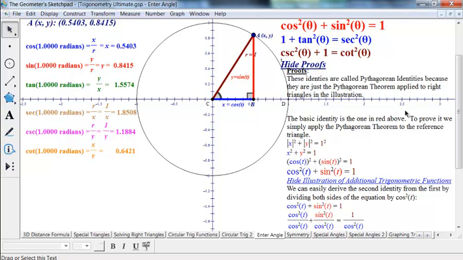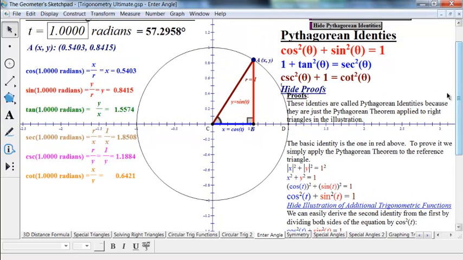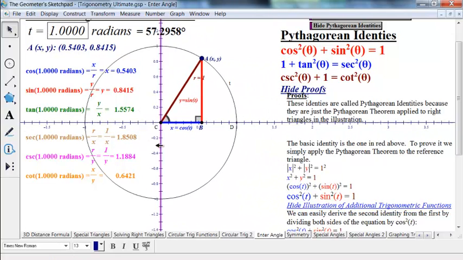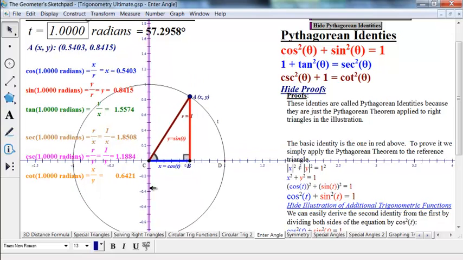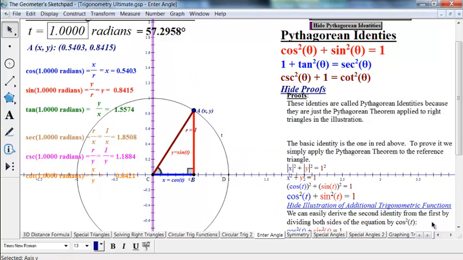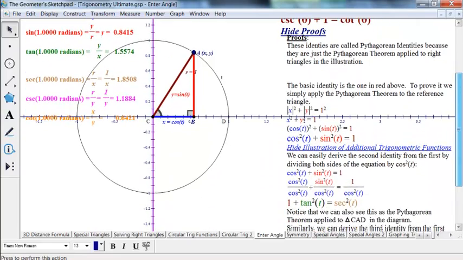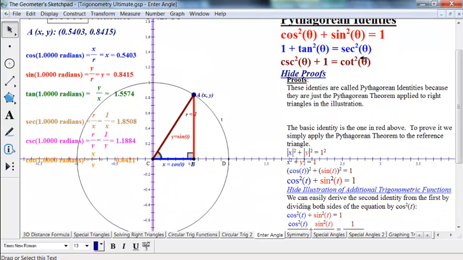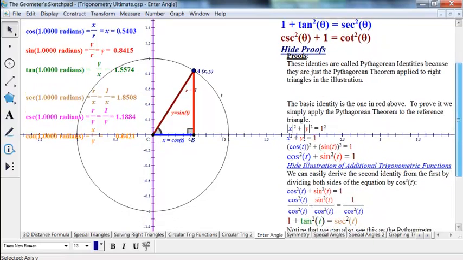Okay? Now, that proves the first one. Do you see why this is called a Pythagorean identity? It comes from the Pythagorean theorem applied to that reference triangle on the unit circle. Okay? What about this other one here? We can get from the red one to each one of these other two very easily.